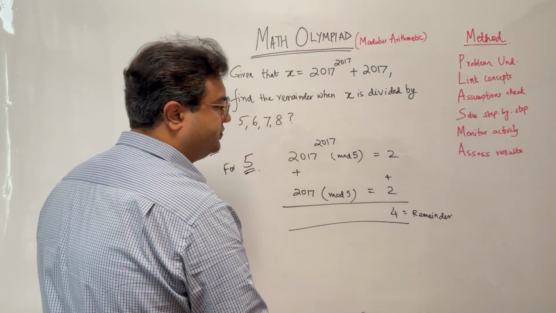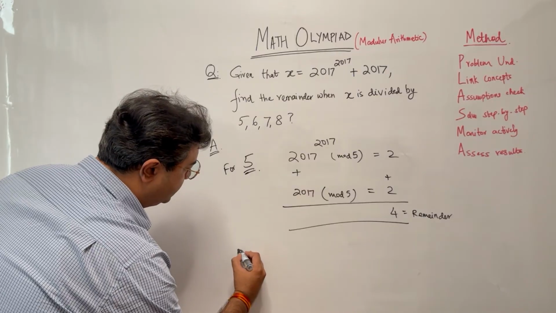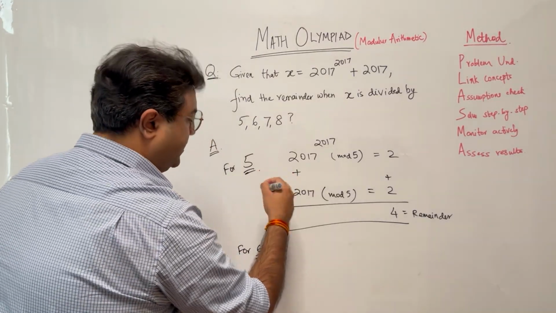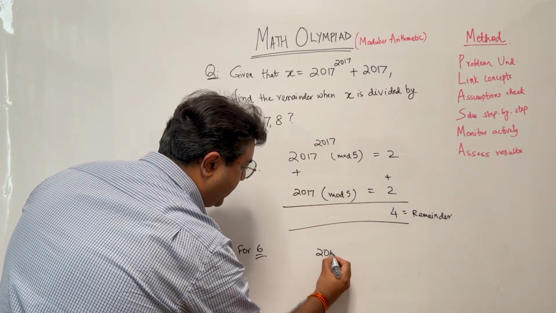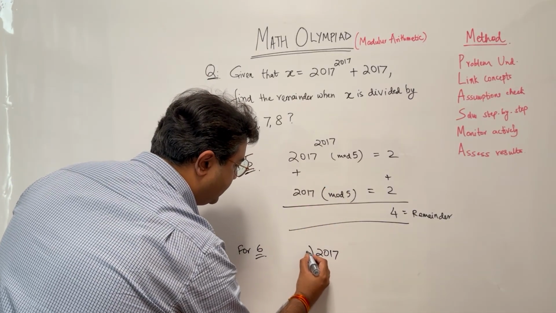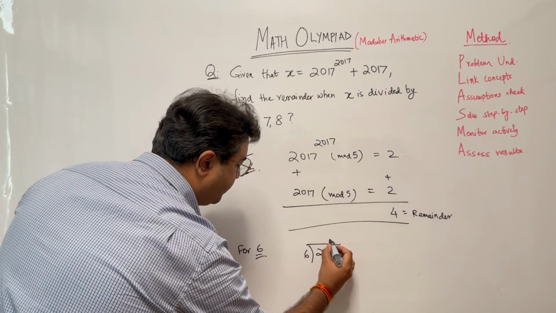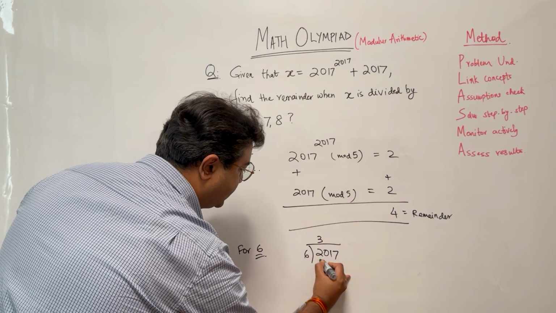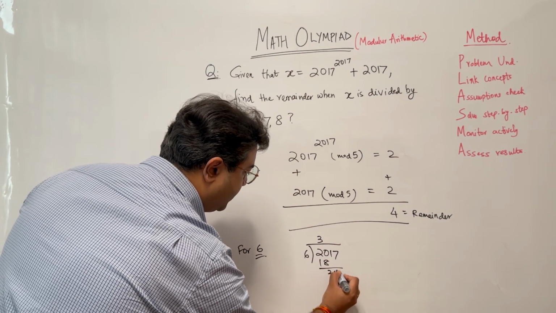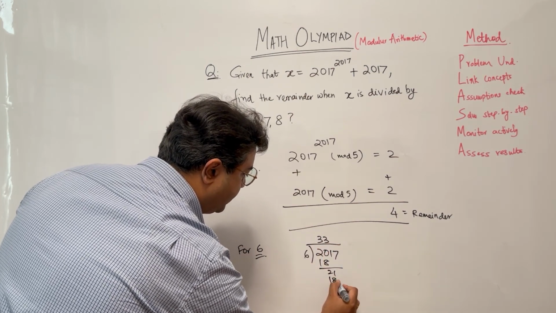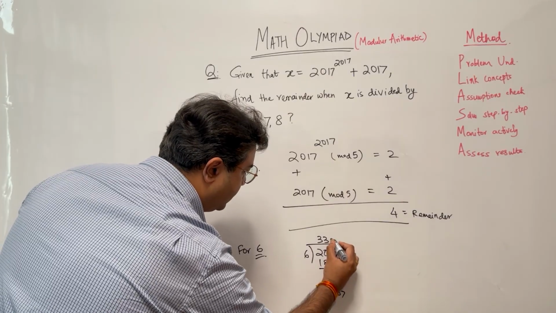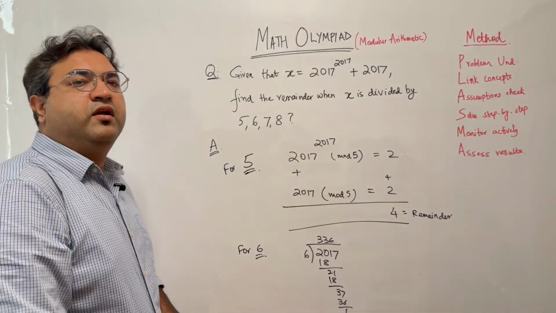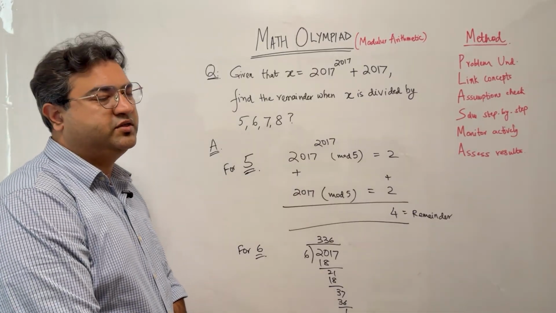Okay. So now let's look at what happened for 6. This is the same way. So when you divide 2017 by 6, you will get 3 times 18, so 21, then 3 times 18, 37, then 6 times 36, you will get 1 remainder. Whenever you get 1 remainder, just be really happy.